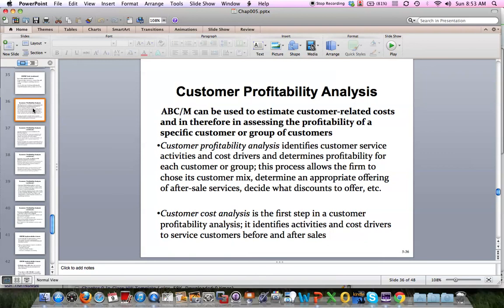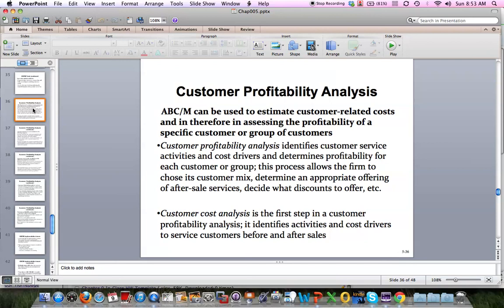And so ABC is a way to identify our customers and to figure out which customers are more profitable than others. And so once we know that, then we can figure out how do we get our profitable customers in the store or willing to buy from us, and how do we detract the unprofitable customers from wanting to come to our store and buy from us.